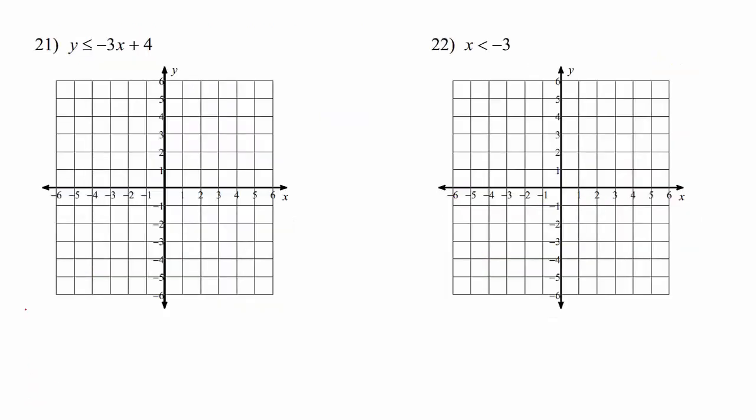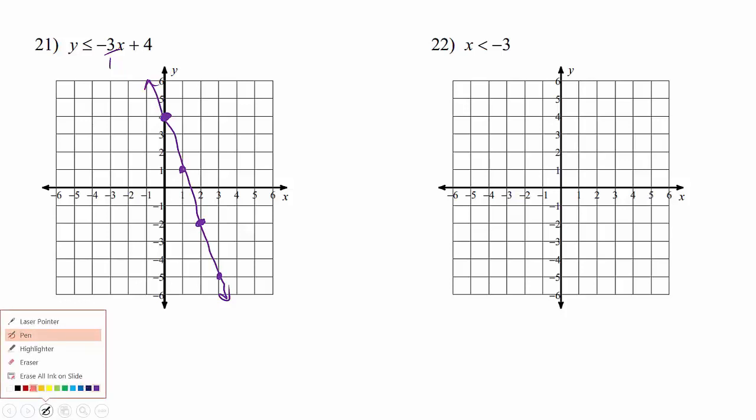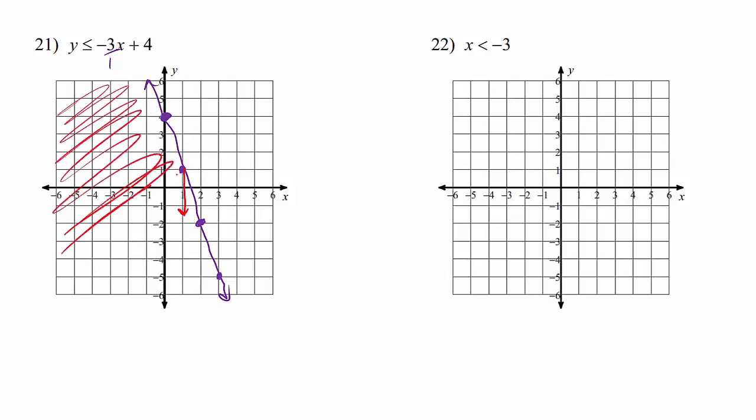21. Hey, this one's less than or equal to. It's a solid line because it's equal to. We're going to start at 4, and our slope is negative, so we're going to go down 3 and right 1. Then to shade this below, instead of drawing an arrow up, we're going to draw an arrow down. So we're going to put our pencil somewhere on here and draw down. That's the side that is less than or equal to, so this side right here.